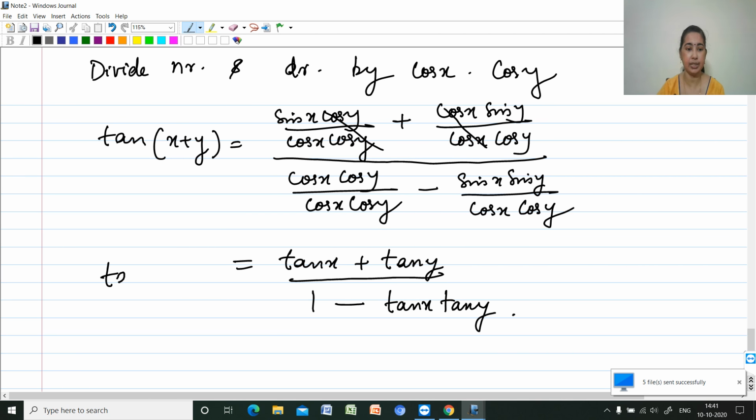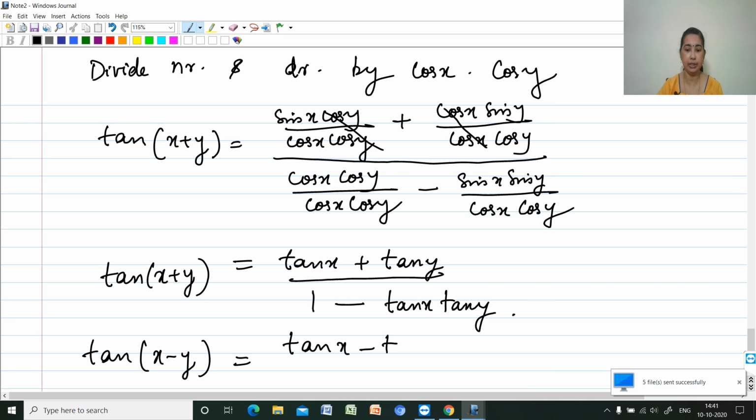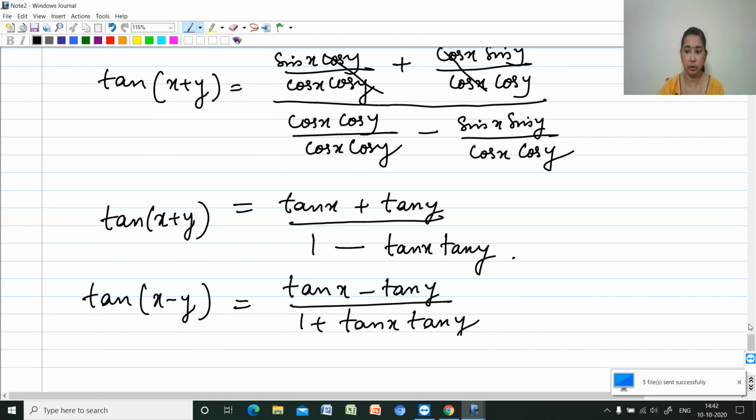So what is tan of x plus y? Tan of x plus y is equal to tan x plus tan y by 1 minus tan x into tan y. Same way, what will be tan of x minus y? Instead of y we are putting minus y, so this identity becomes tan x minus tan y divided by 1 plus tan x into tan y. So tan of x minus y is equal to tan x minus tan y by 1 plus tan x into tan y.